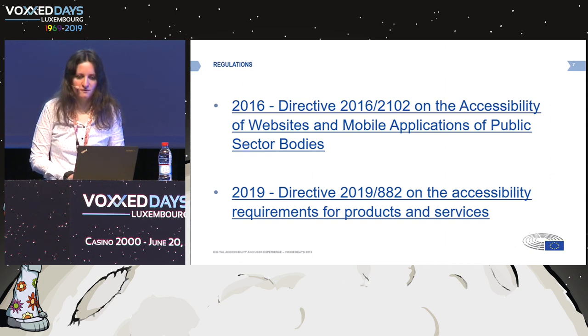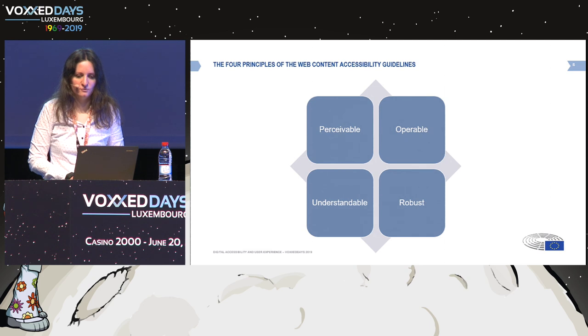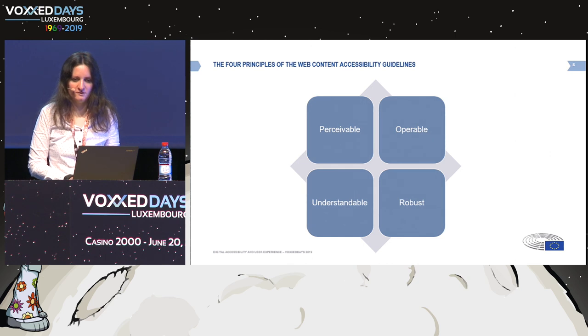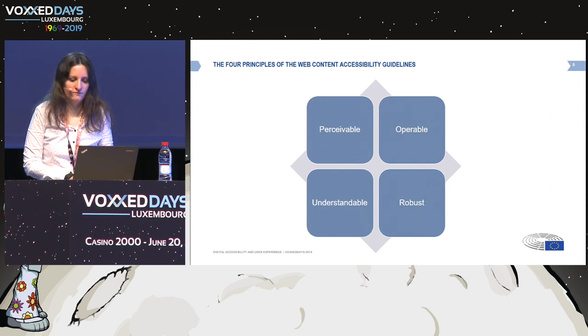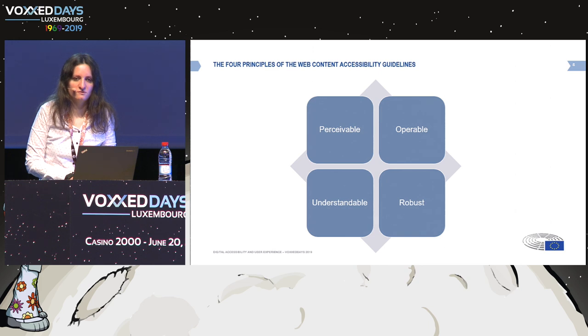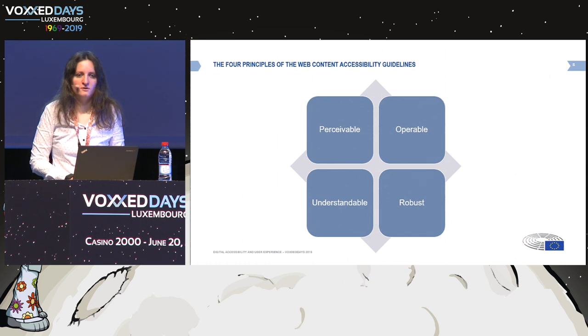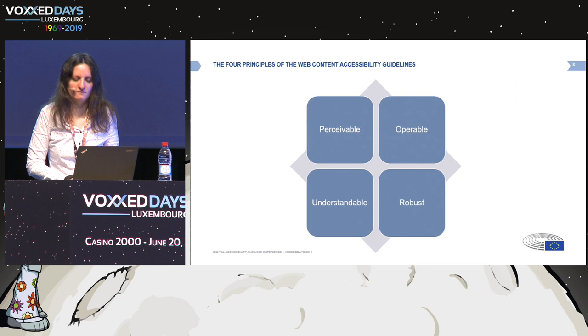I would like to mention and explain the four principles from the Web Content Accessibility Guidelines that will make it easier to understand accessibility. Perceivability means making the output content available through multiple senses. In the same way as you can see this content on the screen, you should be able to listen to it via screen reader, or if there is audio content, the transcription or closed captions should also be provided. So different ways of perception.